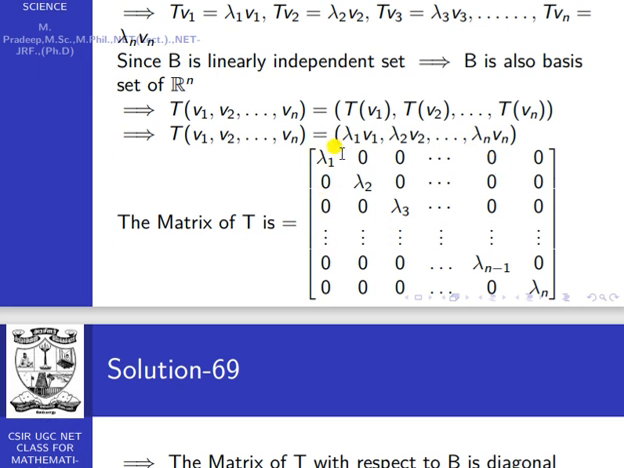a matrix, that is lambda 1 0 0 0, 0 lambda 2 0, 0 0 lambda 3 0, 0 0 lambda n minus 1, 0 0 lambda n. So this is the corresponding matrix of T corresponding to the basis B.